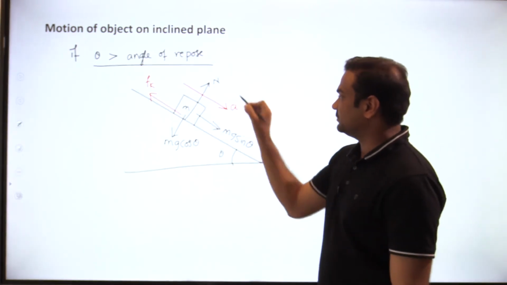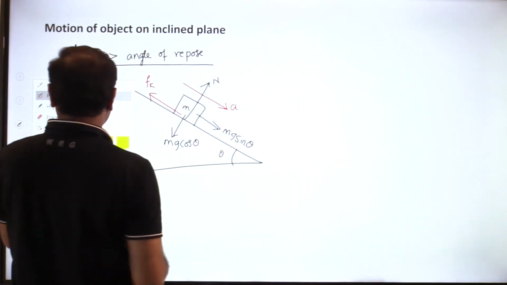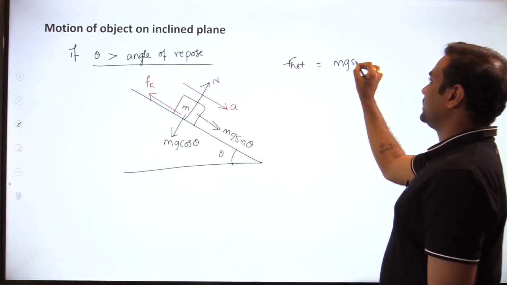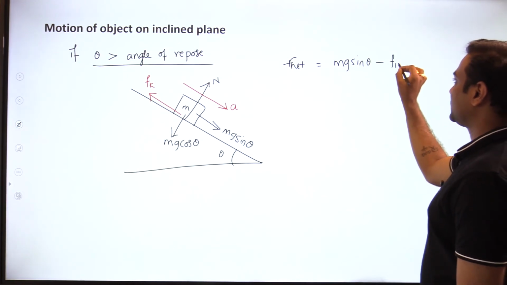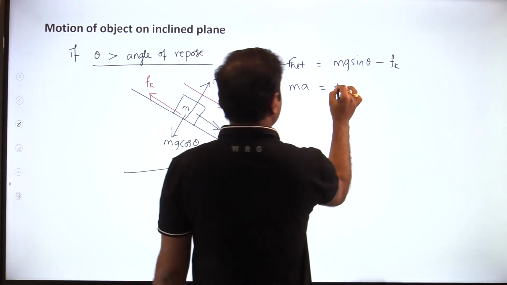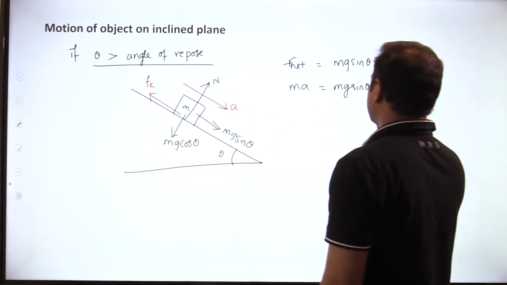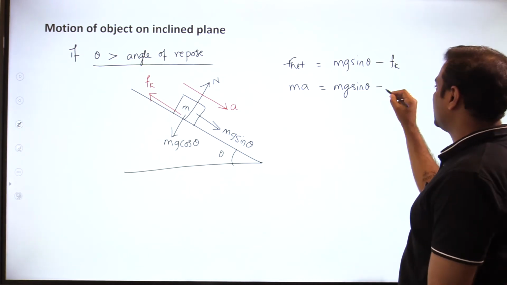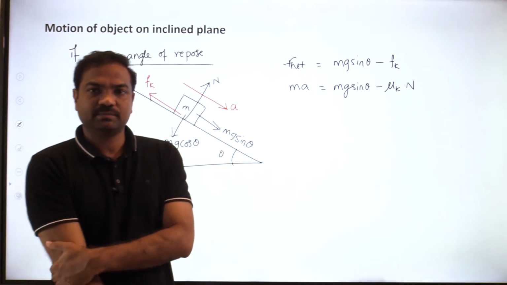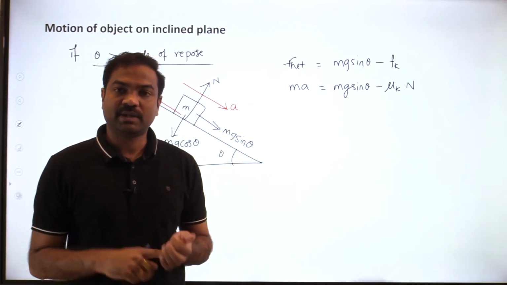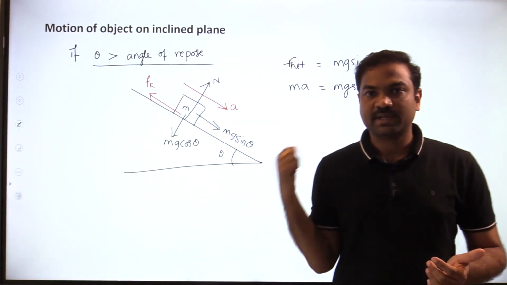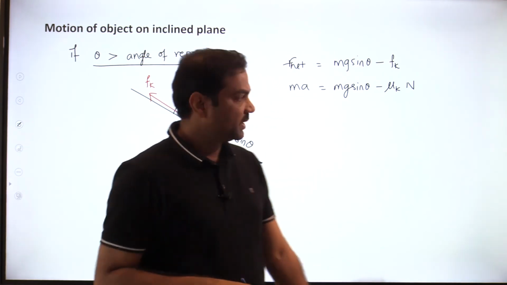Now how to find the acceleration value? To know the acceleration, we require the net force acting on the block. What is the net force now? mg sin theta minus kinetic friction. So the net force I can write as ma. ma equals mg sin theta minus kinetic friction. Kinetic friction has a particular formula, right? Static friction does not have a formula, it is equal to the applied force, that's it. But kinetic friction is equal to mu k into the normal reaction.